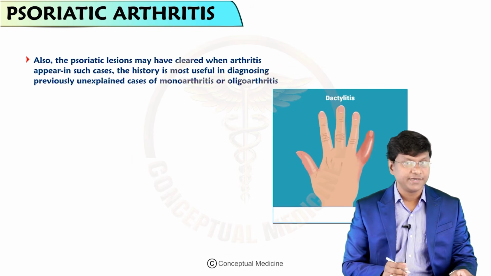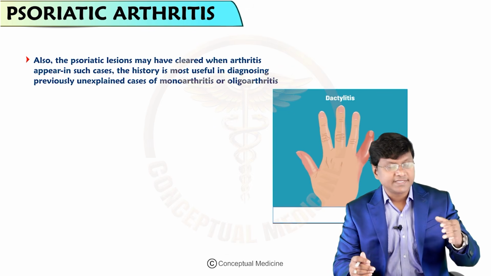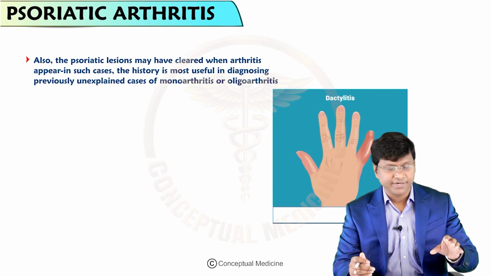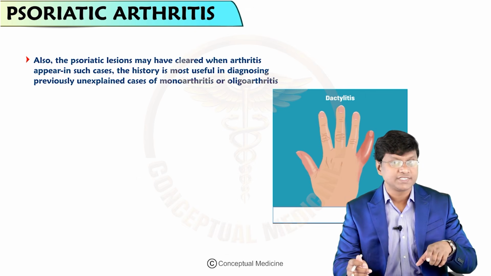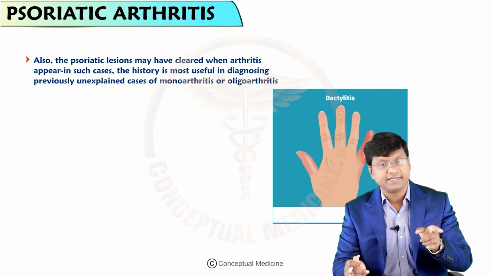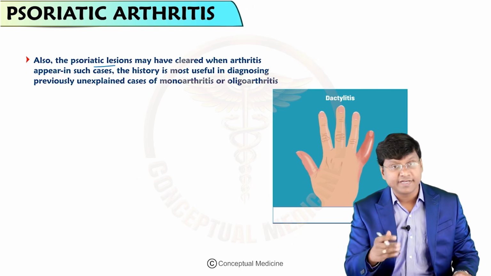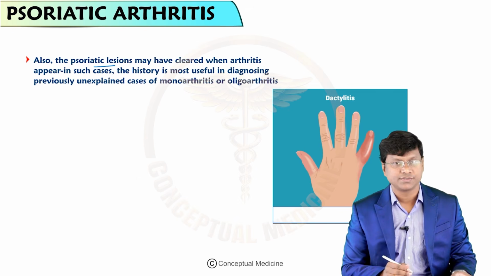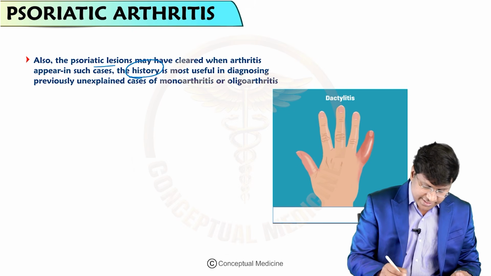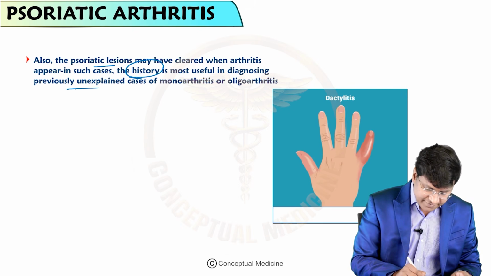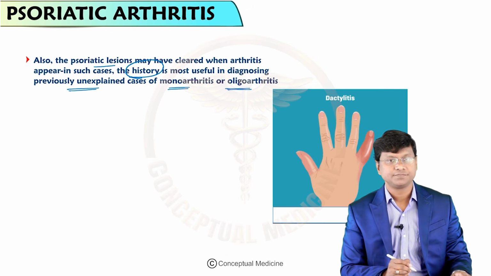Next, the other important point is that the psoriatic lesions may have cleared when arthritis appears in such cases. In some patients, the psoriatic lesions precede the development of the psoriatic arthritis, as I was telling you. So in some patients, the psoriatic lesions may have cleared when arthritis appears. Then how can you suspect arthritis? Very important is history. History is most useful in diagnosing previously unexplained cases of monoarthritis or oligoarthritis, right?